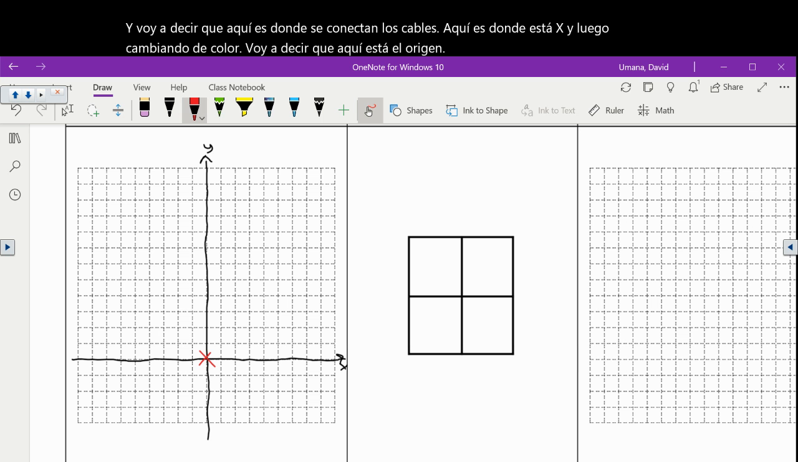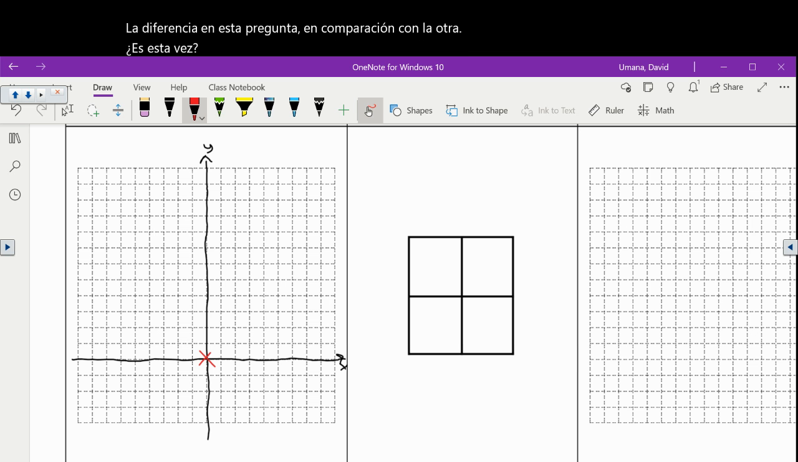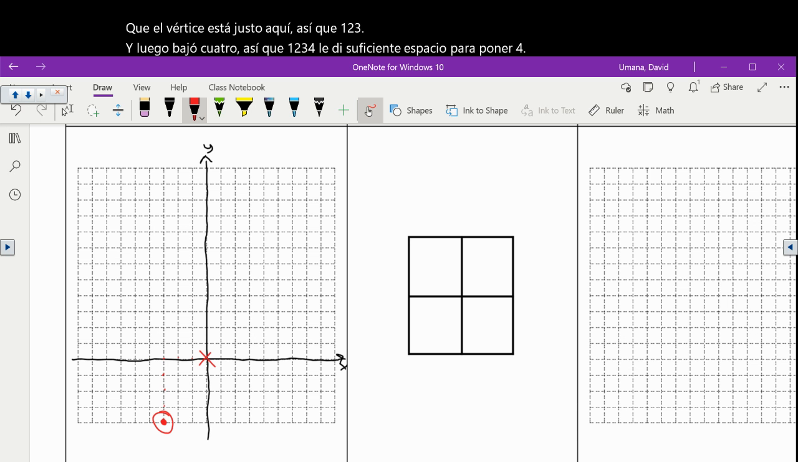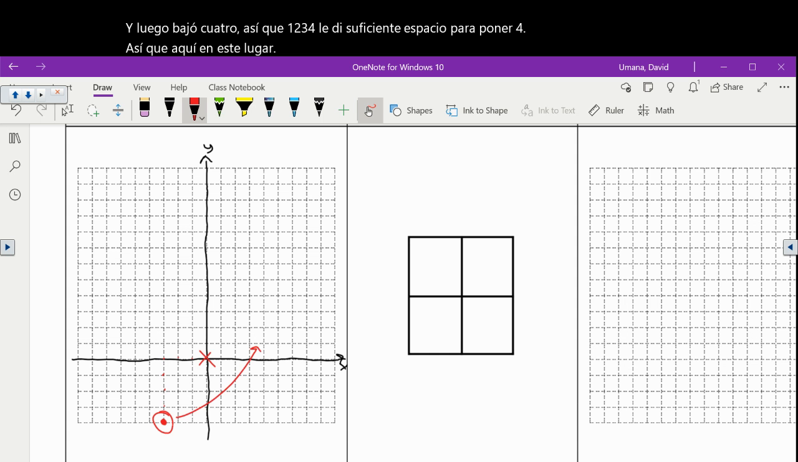I'm going to say that this is where Y is, this is where X is, and then by changing colors, I'm going to say here is the origin. The difference in this question compared to the other one is that this time, all I'm going to tell you is that the vertex is right here. So 1, 2, 3, and then down 4. I gave him enough space to put 4. So here, in this spot, is the vertex at -3, -4.